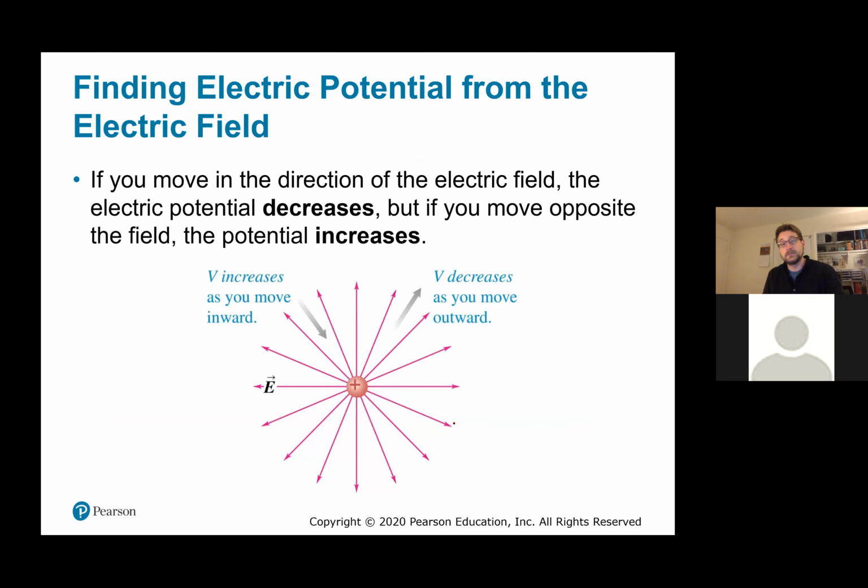If you move in the direction of the electric field, the electric potential decreases. If you move opposite the field, the potential increases. Per unit charge.